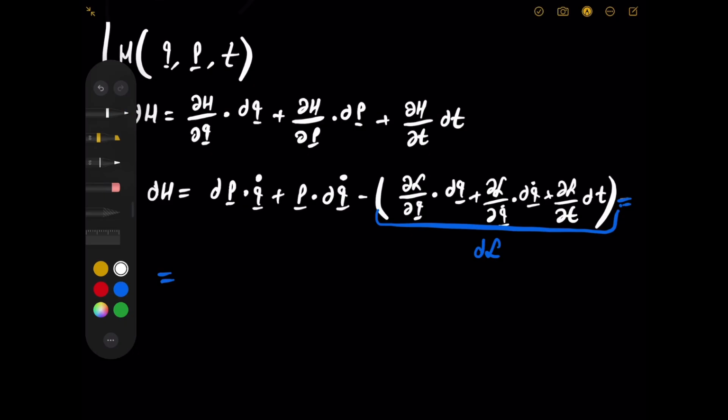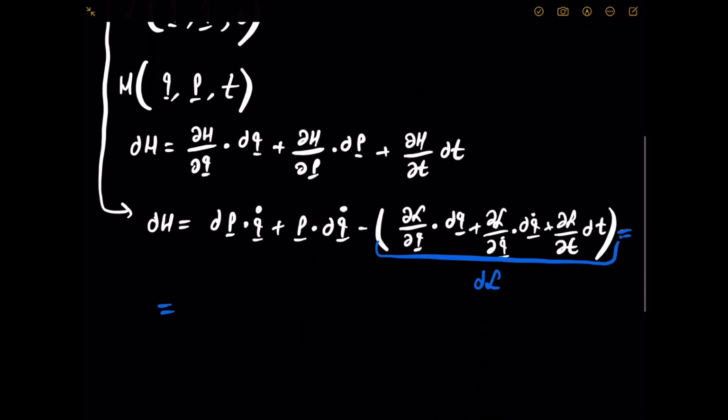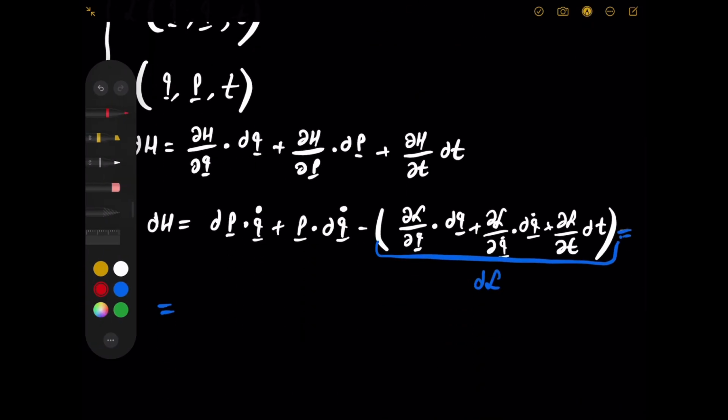Okay, right. And now some things will simplify. That's the magic of maths, right? Whenever you write stuff out, magically stuff simplifies. Well, not always, but if you're doing it right. So the thing is, we made this definition, that P was dL by dQ dot. And would you look at this? We have dL by dQ dot, which is P.